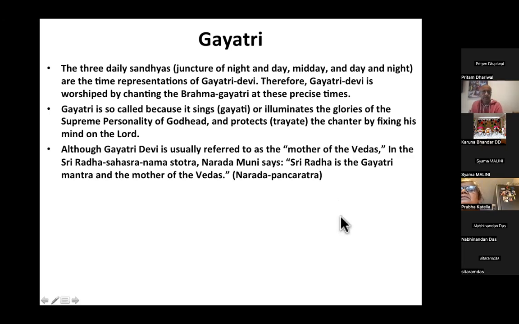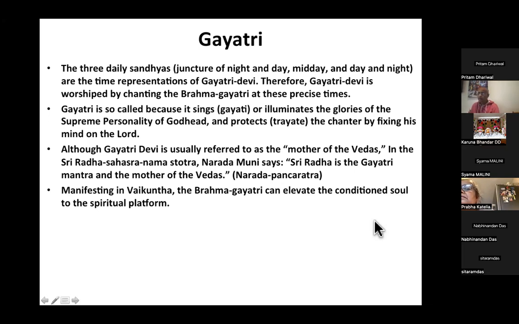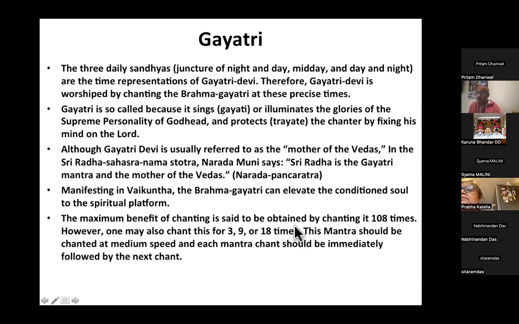Although Gayatri Devi is usually referred to as the mother of the Vedas, in the Sri Radha Sahasranam Stotra, Narad Muni says Sri Radha is the Gayatri mantra and the mother of the Vedas, Narad Pancharatra. Manifesting in Vaikunth, the Brahma Gayatri can elevate the conditioned soul to the spiritual platform. The maximum benefit of chanting is said to be obtained by chanting it 108 times. However, one may also chant this 3, 9, or 18 times. This mantra should be chanted at a medium speed, and each chant should be immediately followed by the next chant.